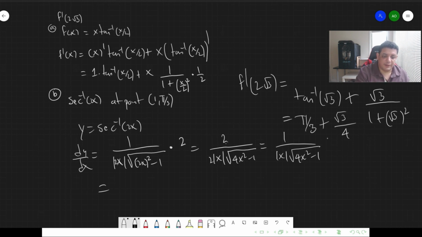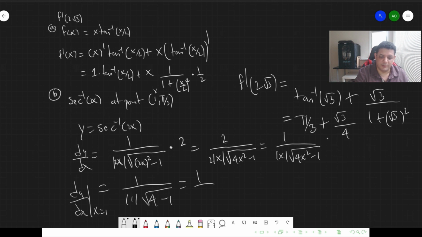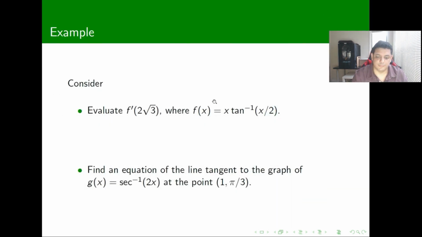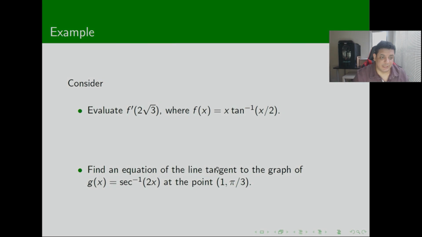And on this side, I'm trying to plug in the point 1, pi over 3. So the real value of x is 1. If I plug in 1, dy dx at x equals 1, I'm going to get 1 over 1 times the square root of 4 minus 1, so 1 over square root of 3. And that pretty much will be the exercise in there.